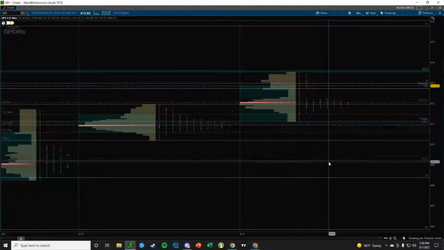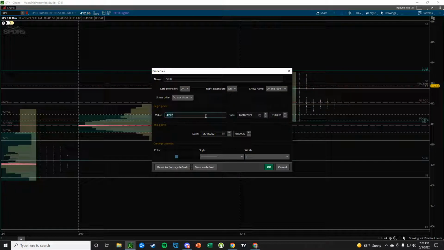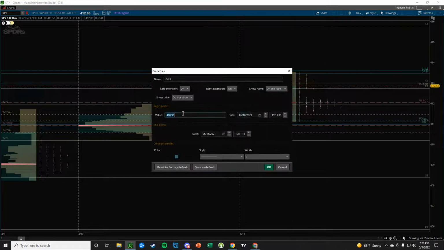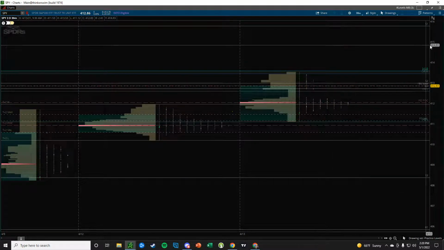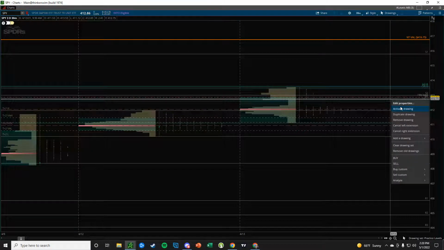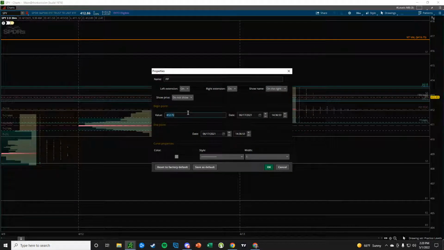All right. Overnight high. Overnight low. And we'll get our S numbers. We'll start with our R's. Nope, I lied. We're going to start with our pivot point. That's what we're actually going to start with.